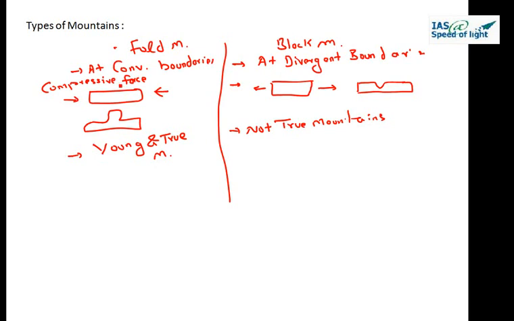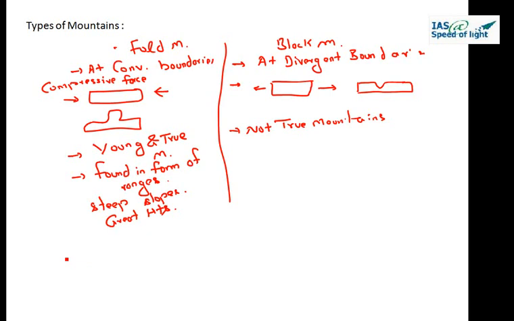The fold mountains have extensive mountain ranges with them. These are not single mountains, they are ranges of mountains. They have sharp slopes, great heights, and they are normally formed at the plate boundary. So other features you can write: they are found in the form of ranges, they have steep slopes, and great heights.